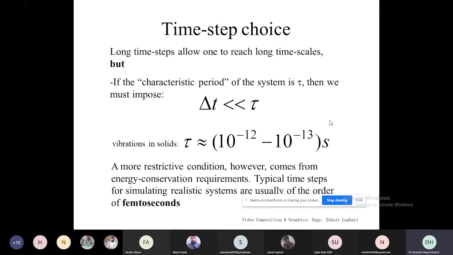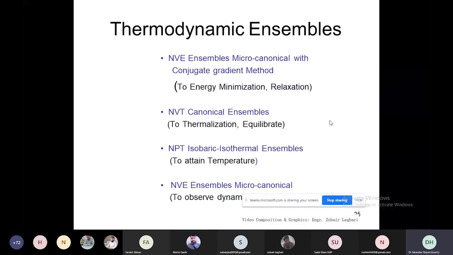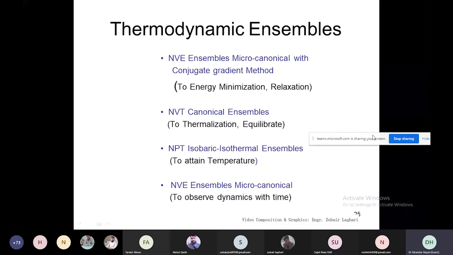There are 3 types of ensembles which we are going to use here. First is the NV ensemble, which is microcanonical, used with the conjugate gradient method to minimize or optimize the structure for relaxation. Then the NVT canonical ensemble, which is used to thermalize or equilibrate the system, to shake the system. On the other side, the NPT isobaric isothermal ensemble will be used to attain the temperature for the simulations, while to see the long run, or the dynamics evolving with the passage of time, we use the NV ensemble.